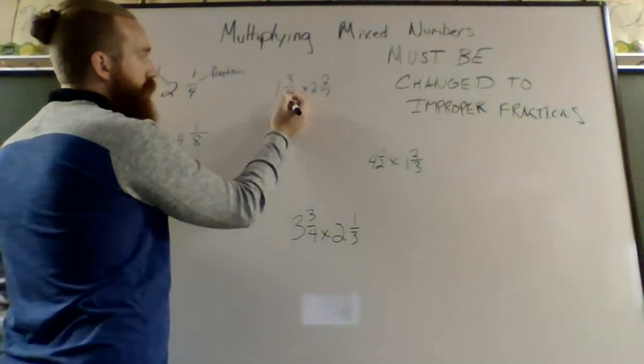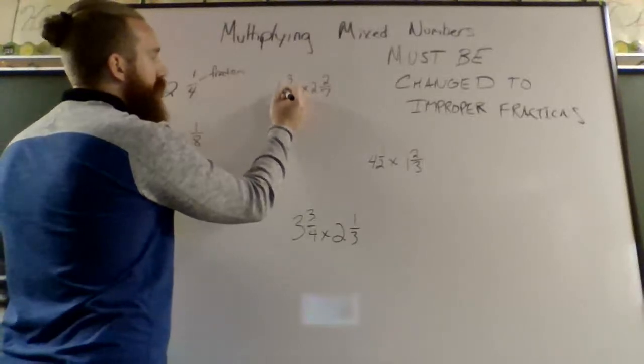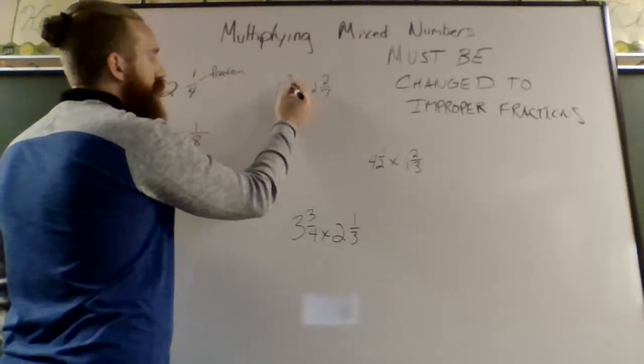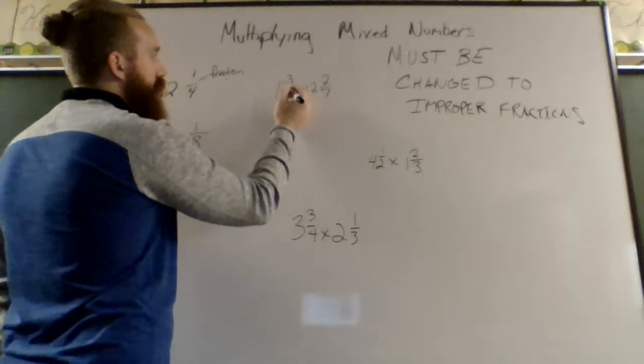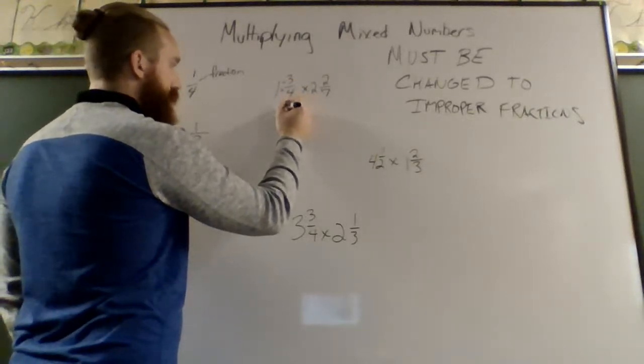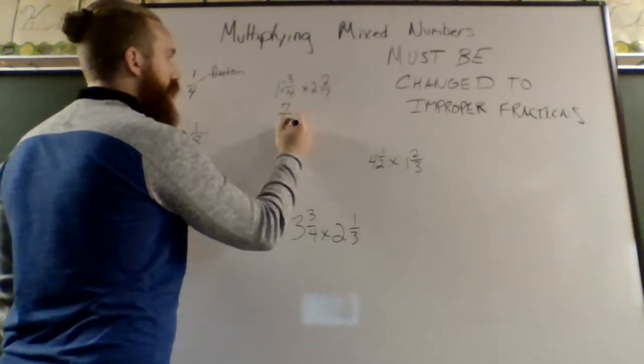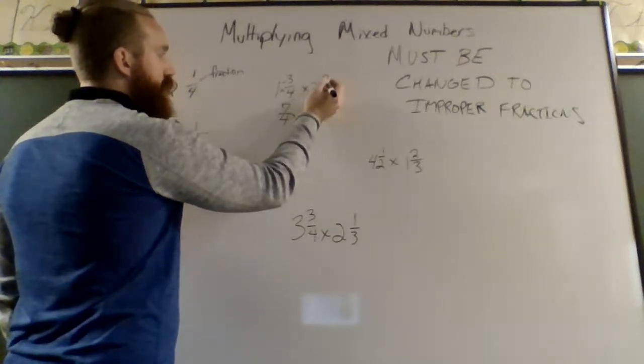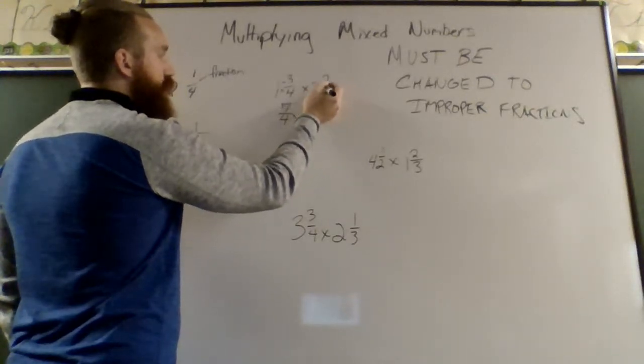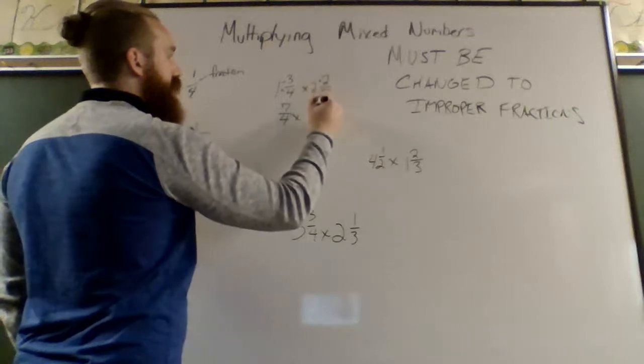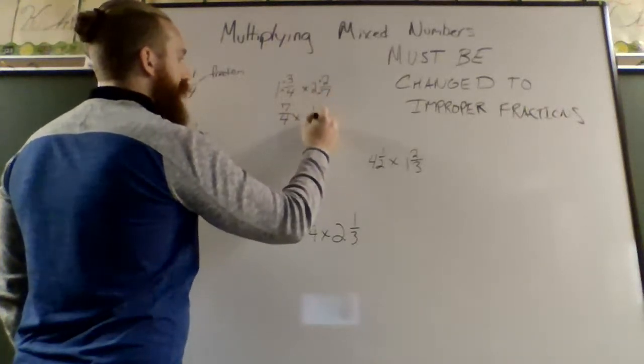Okay, to change to improper fractions, remember we multiply the denominator times the whole number and add your numerator. 4 times 1 is 4 plus 3 is 7, and we put it back over 4. Times 2 and 2/7: 7 times 2 is 14 plus 2 is 16 over 7.